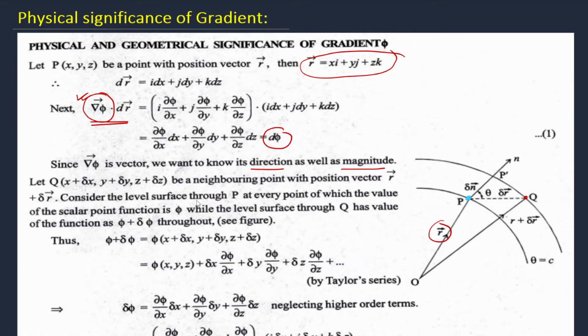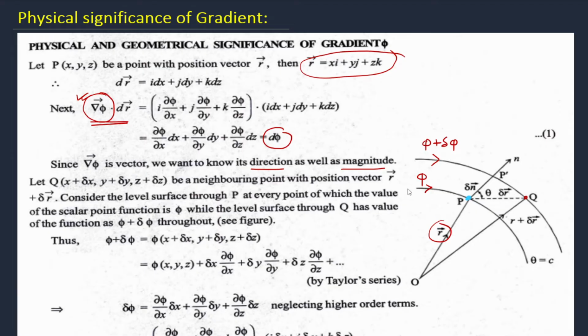Now consider the level surface. You already know what a level surface is. A level surface means a surface or a curve where at each and every point the value of the scalar function will remain the same. So just see this level surface. At this level surface, the value of phi remains the same. So here the function is phi, and at this particular level surface, the value of phi plus delta phi remains the same at each and every point.